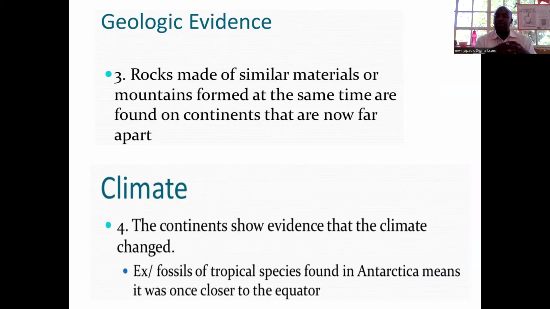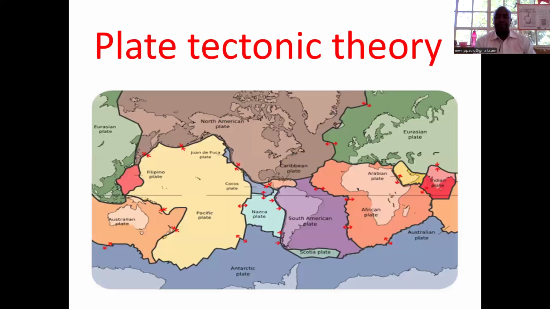The continents show evidence that climate changed, okay? Fossils of tropical species found in Antarctica mean it was once close to the equator. These are just some of the few evidences that we have to show that continental drift is true. There are other evidences which I've highlighted, but you can continue doing more research on the same.